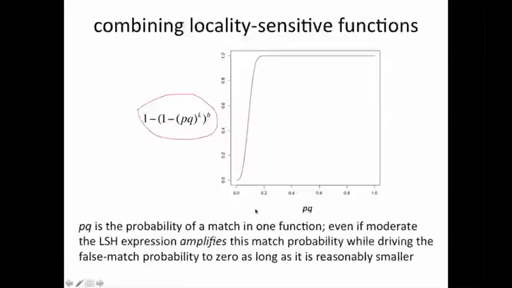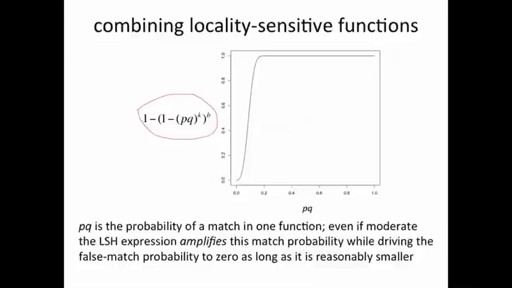with the result that this particular value pq, which is nothing but the probability of a match in one of the locality sensitive functions f, is amplified. So even if this value pq is fairly moderate, say something close to 0.1 or 0.15, it really becomes amplified to a very large value, giving a very high probability of match.